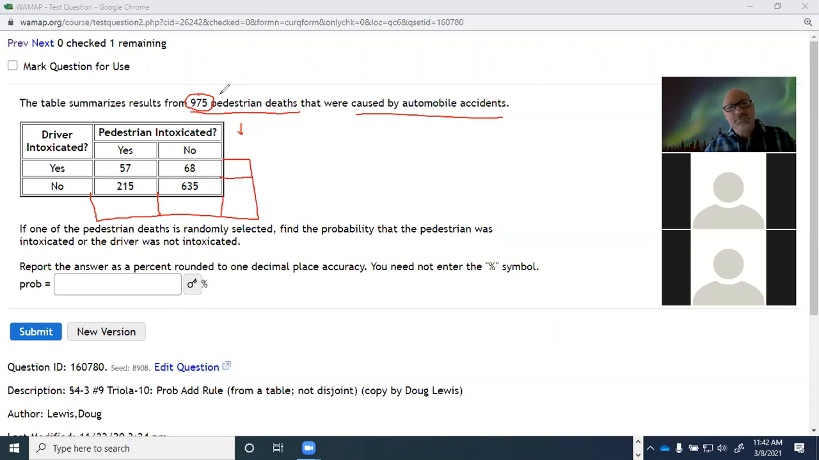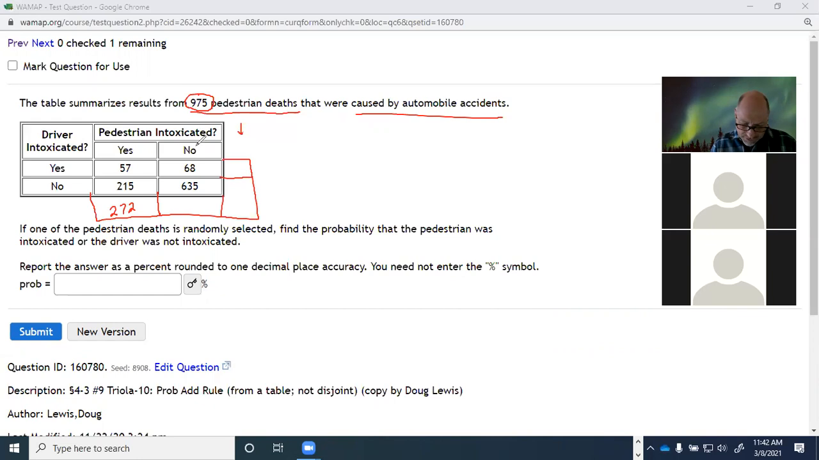So it might benefit us to look at that. You could add this is all the times the pedestrians were intoxicated, and that's 57 and 215. So that's what, 272 times where the pedestrians were intoxicated.